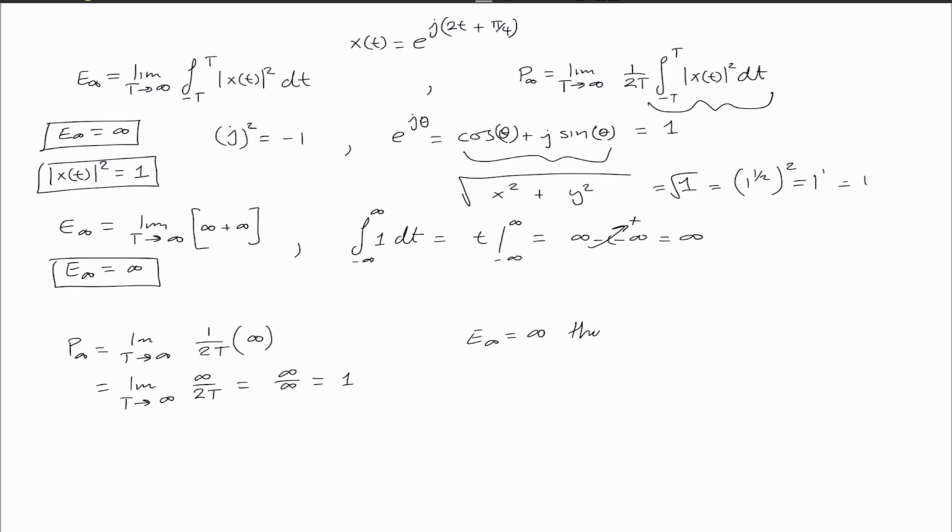And thus, the average power must be greater than 0. And in this case, it is 1. And that's how we do this problem.